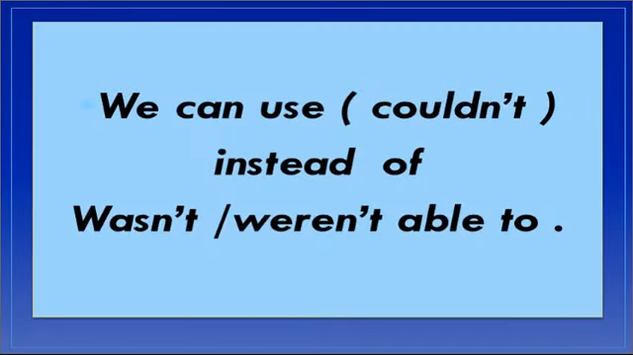I also have a note here that we should write on a paper or in our notebook: we can use couldn't instead of wasn't or weren't able to. We can replace it and use couldn't instead of wasn't able to or weren't able to. Let's have some exercises to make it clear to you.